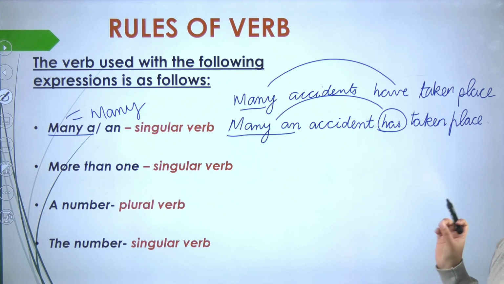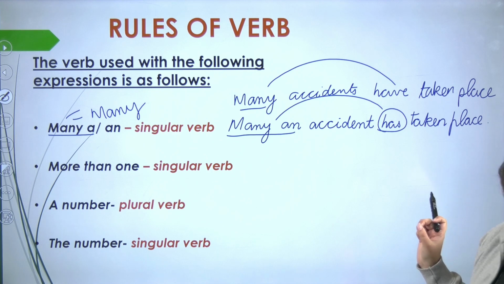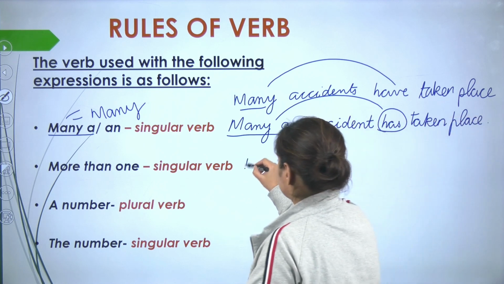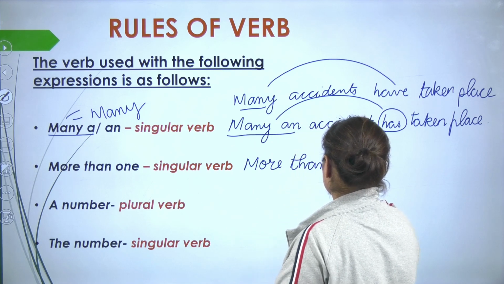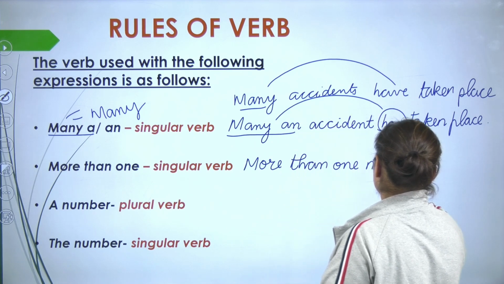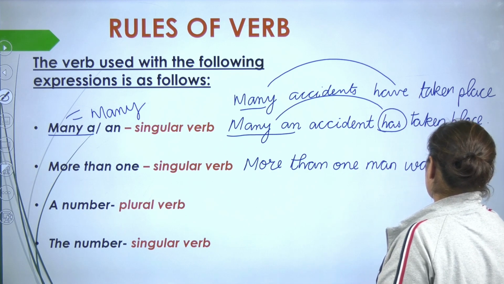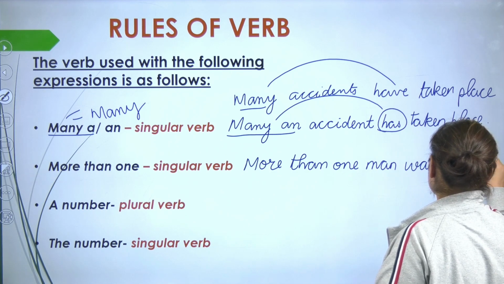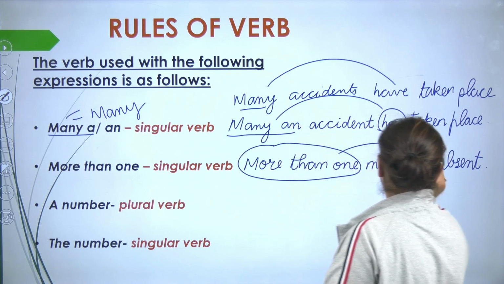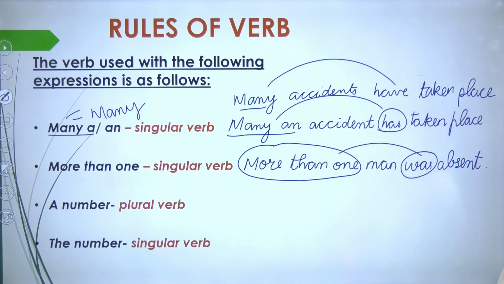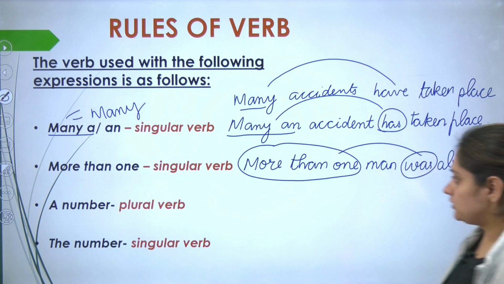Now, "more than one": this phrase is treated as singular. This phrase, for example: more than one man was absent. This phrase is treated as singular. Whenever you find "more than one" in a sentence, use a verb which is singular. With it, the verb will be singular.